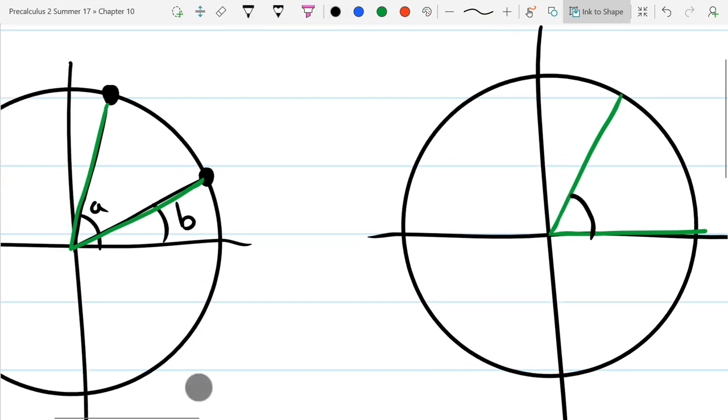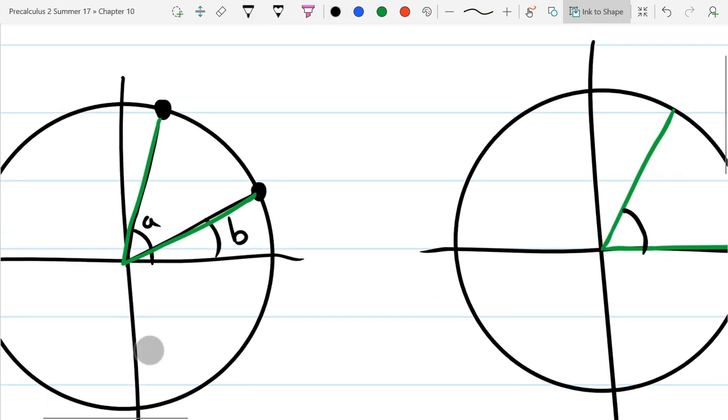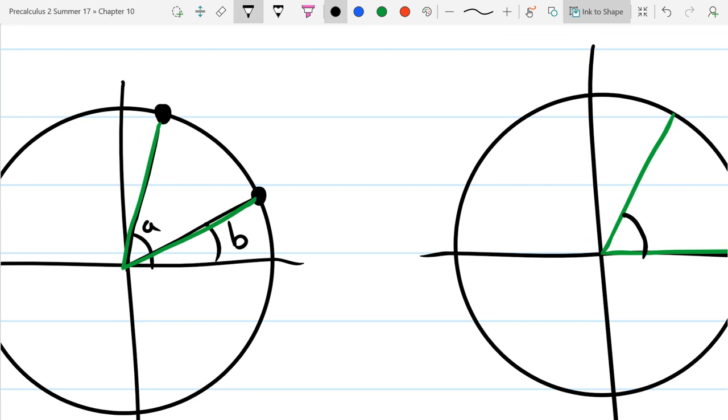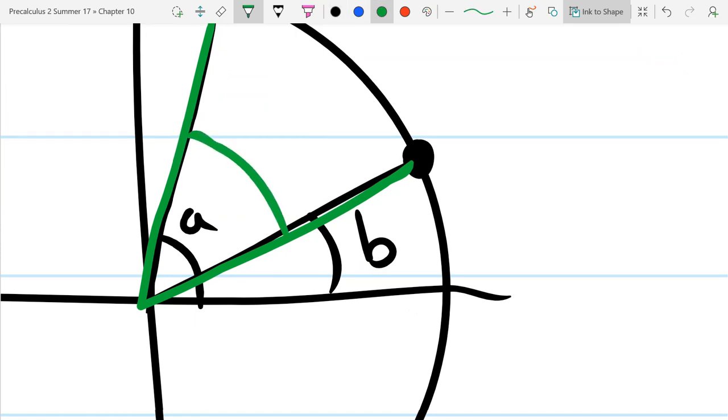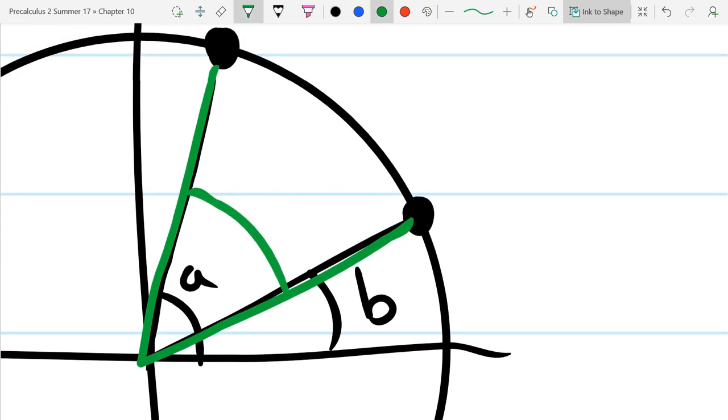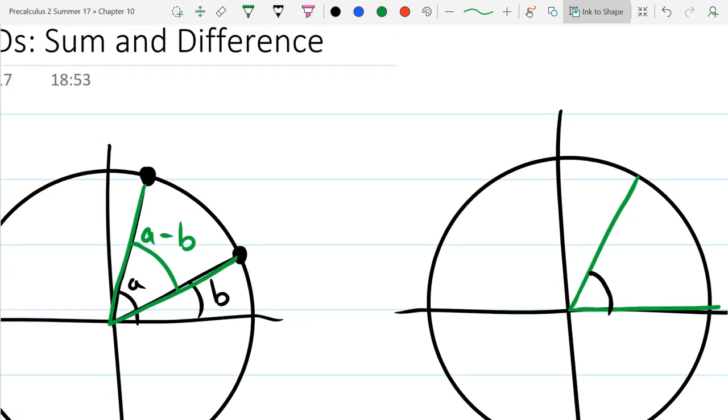So what is that angle? If we look back at the original, if we go all the way, we'll have A. I want to know this green angle right here, and I'll go ahead and label it in green. So you go A, and then what you need to do is take away B. So it is A minus B. That's that angle right there.